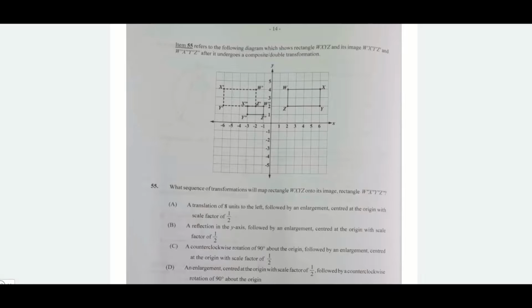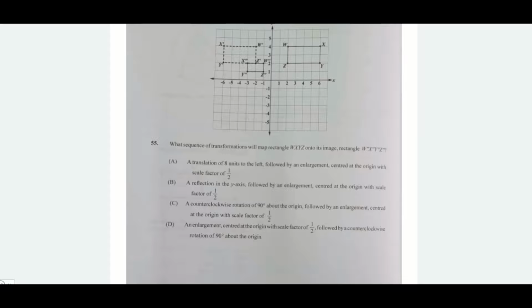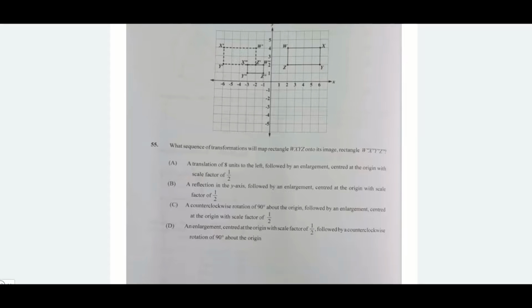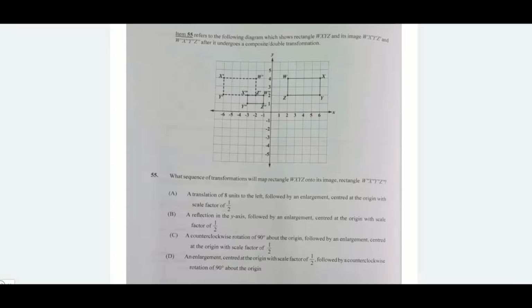So they say translate 8 units to the left. So let's just pull W. So translate 8 units to the left: 1, 2, 3, 4. No, so that one will not work. Alright, so that one will not work. B: a reflection in the y-axis followed by an enlargement centered at the origin with a scale factor of a half. Alright, we hold on to that for now.